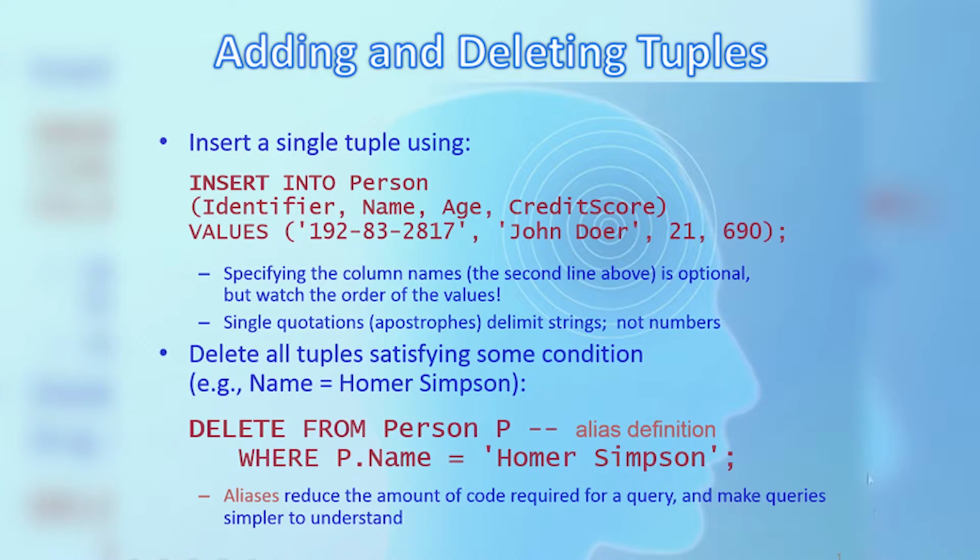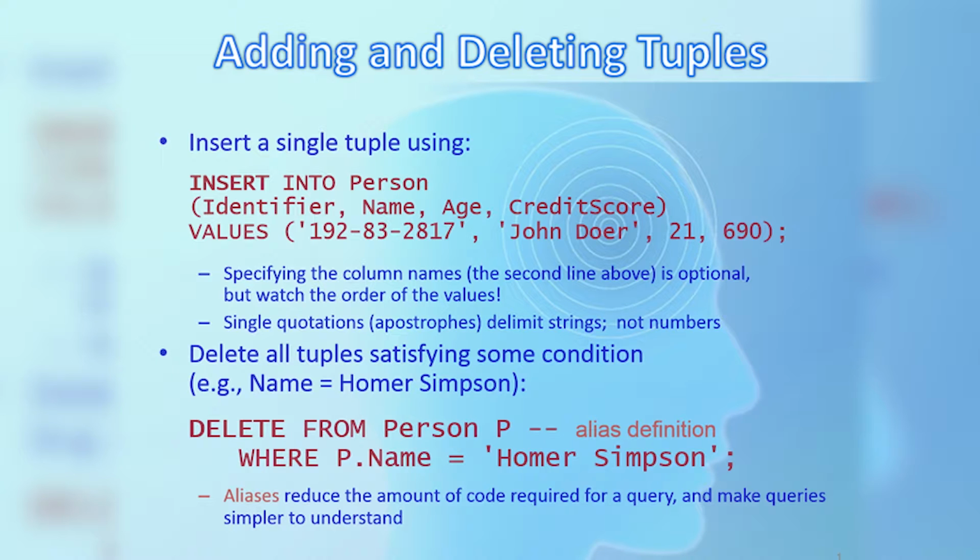Adding and deleting tuples. Insert a single tuple using insert into person next attributes: identifier, name, age, and credit score. Values. In the brackets, we show the real values. All of these values are strings, not numbers.